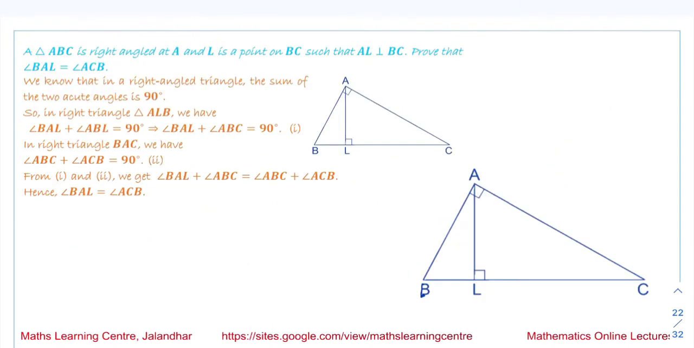Now in the next question, a triangle ABC is given and it is right angled at A. This is right angled at this A.